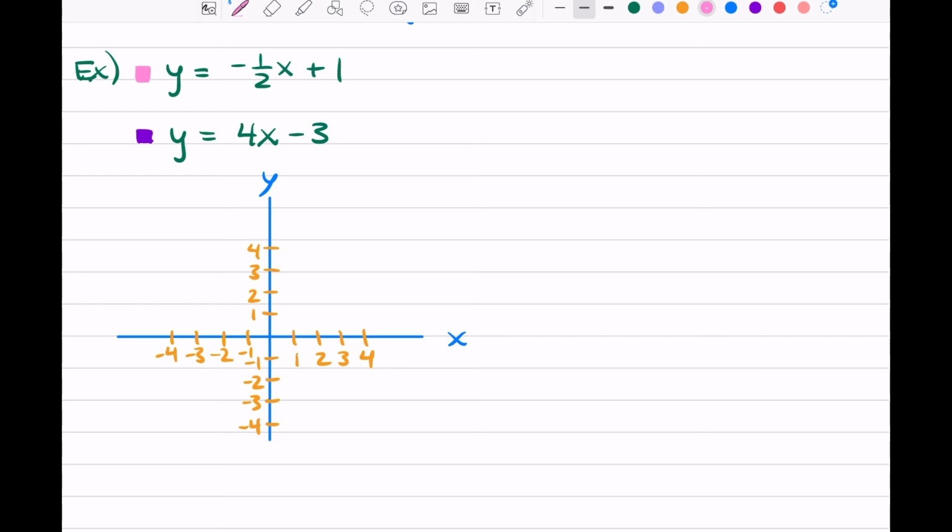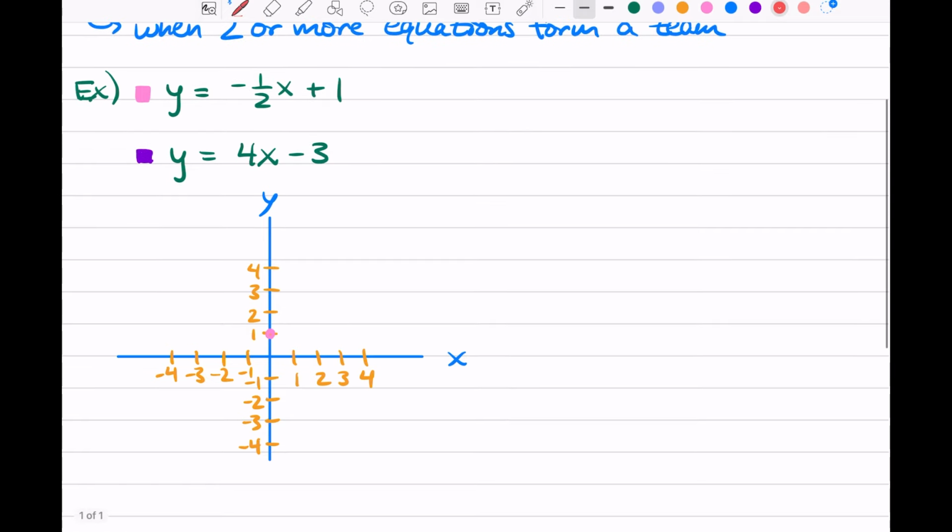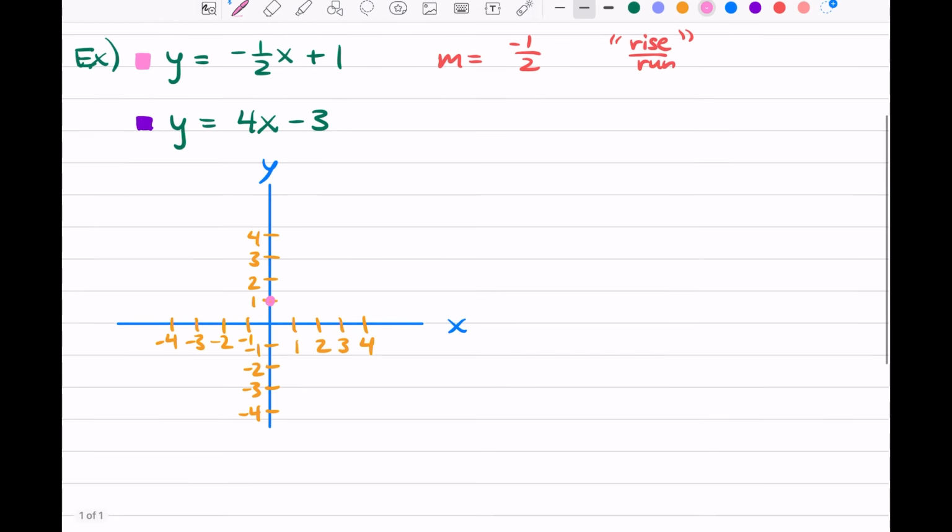So for our first equation, our y-intercept is 1. So that's 1 point on our line. And our slope is negative 1 over 2. That is in our rise over run format. So we rise negative 1, or we go down 1 and we run 2. So starting at our y-intercept, we go down 1 and then we run 2. And so that is where our second point is. And we can go ahead and draw the line.